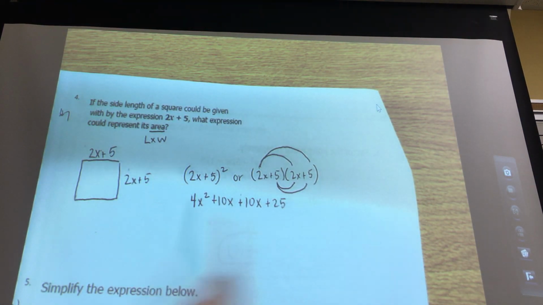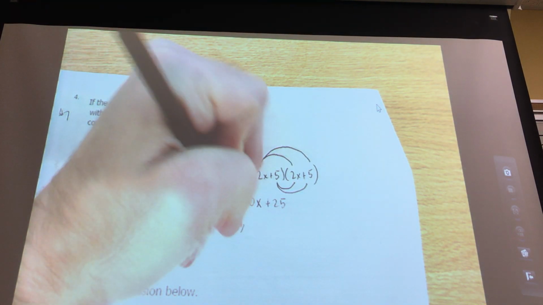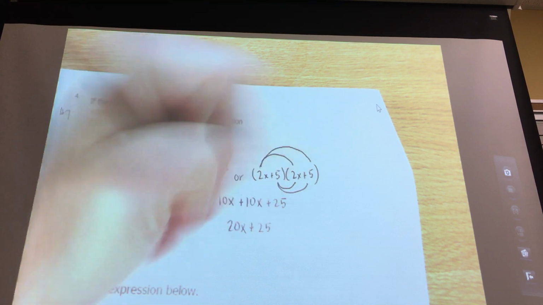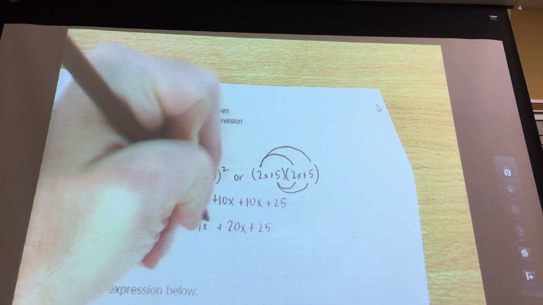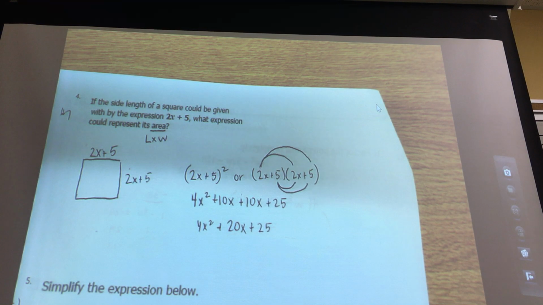After you get done doing that foiling, you're going to go ahead and see what like terms you can combine. The only ones you can combine have the same variable and exponent, which would be these two guys here. If I have 10 x's and 10 more x's, that would be 20 x's, and you bring down everything else. And that is your answer. It's a quadratic trinomial, excuse me, not binomial.